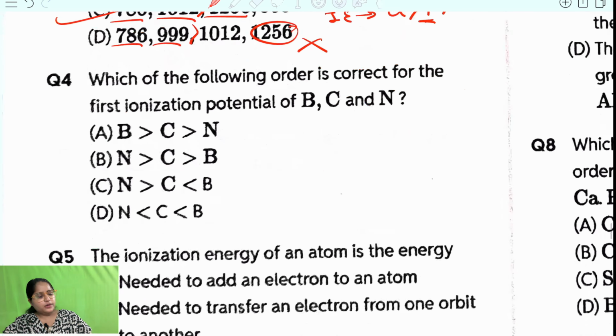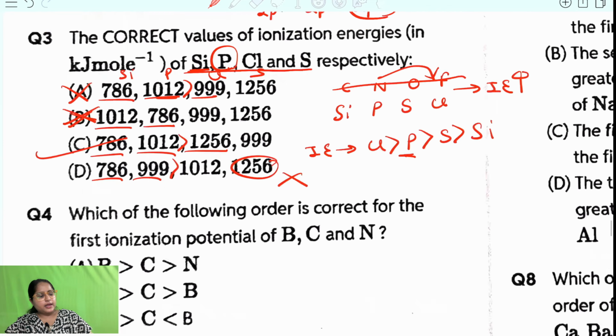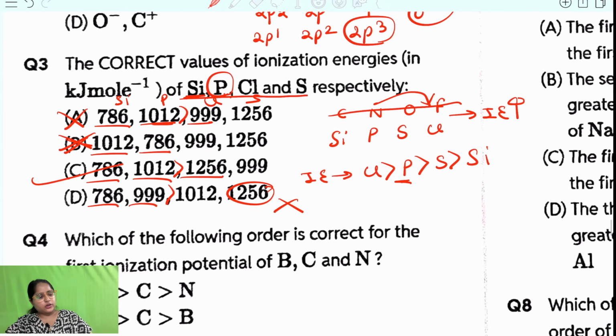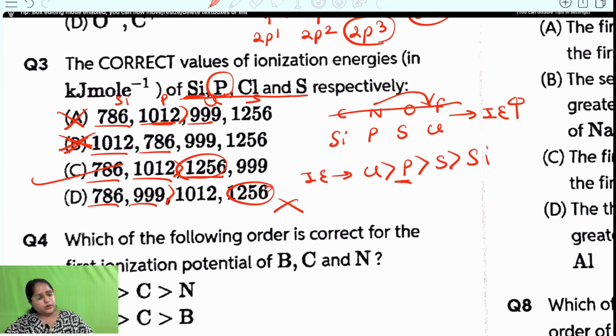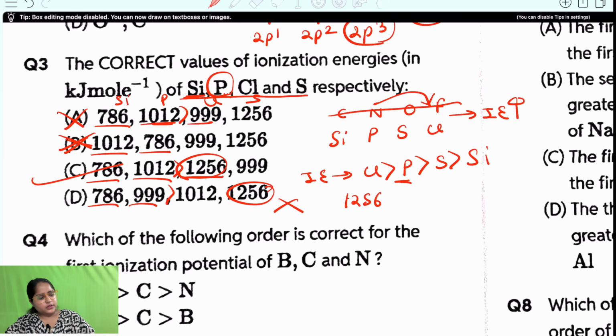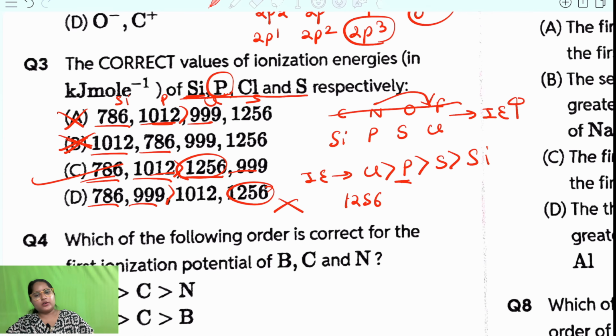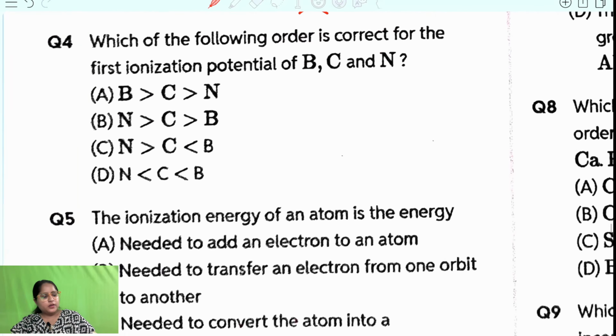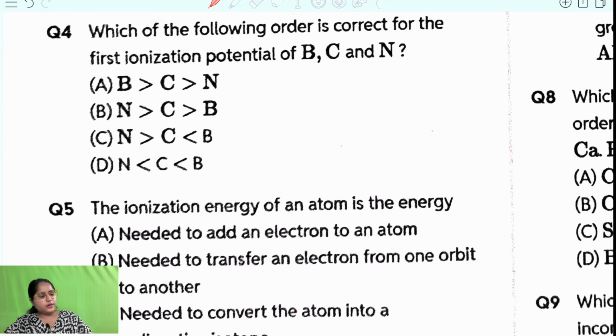Okay. Next, which of the following orders is correct? And if you are feeling difficulty, then you write down that chlorine is the maximum. What is the maximum value? 1256. So you write down, choose from here and write down and then rearrange both ways. Okay. Which of the following orders is correct for the first ionization potential of boron, carbon and nitrogen?